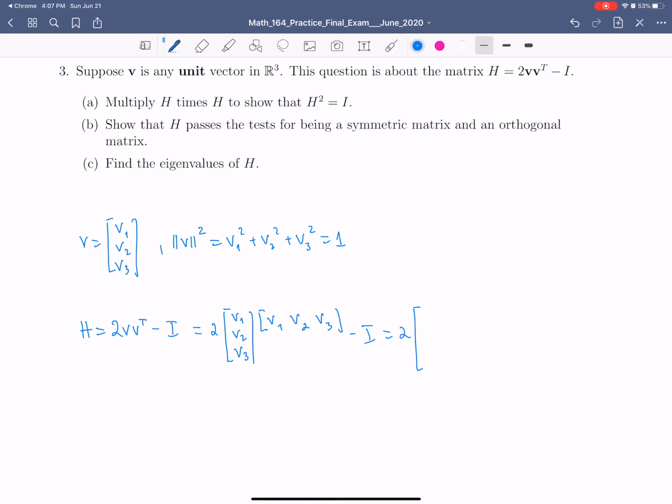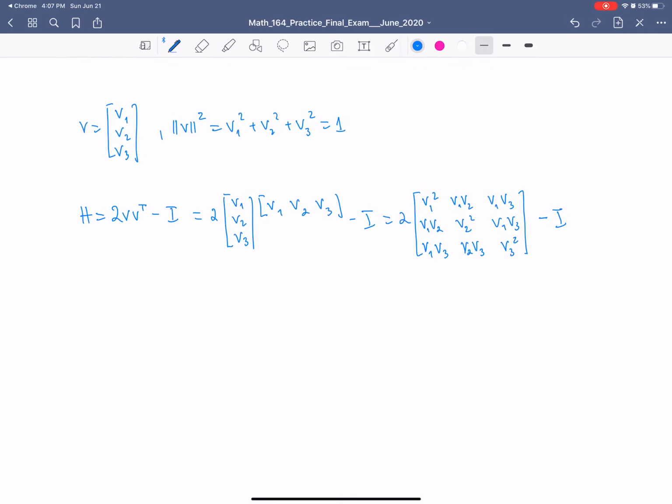So I have V1 squared, then I have V1 V2, then I have V1 V3, then I have V1 V2, V2 squared, V2 V3, V1 V3, V2 V3, V3 squared. So you see that this matrix is symmetric, as it should be, minus the identity.